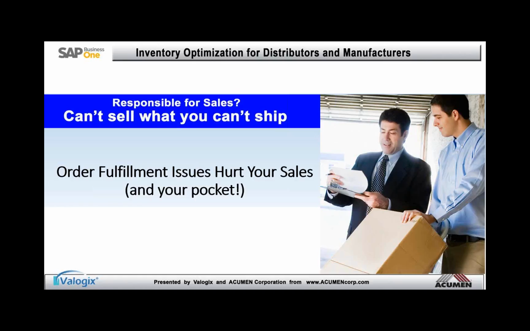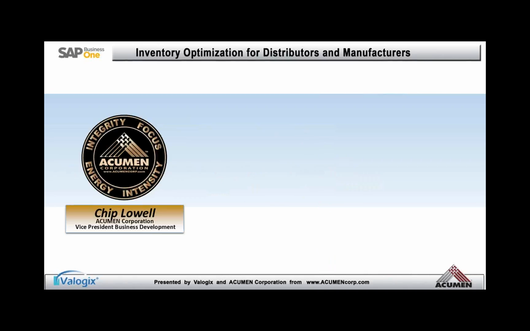If you give us 45 minutes of your time this morning, you will walk away with some very profitable ideas. We at Acumen have discovered something everyone on this call is aware of. You can't sell what you can't ship. Order fulfillment issues hurt your sales and your pocket. My name is Chip Lowell, and I am VP of Business Development for Acumen.